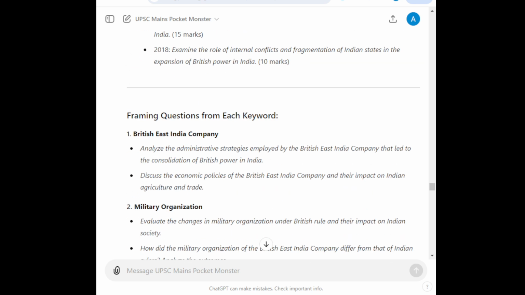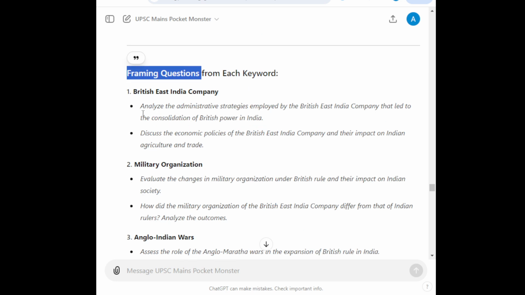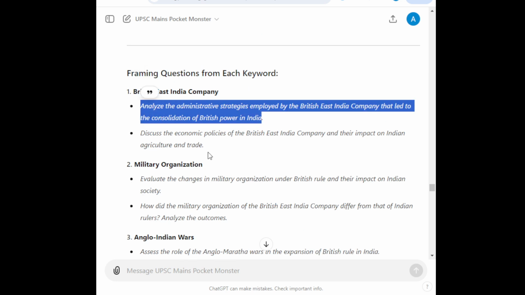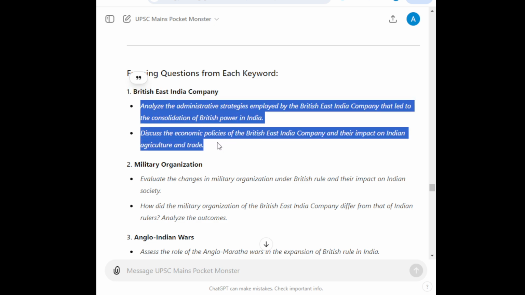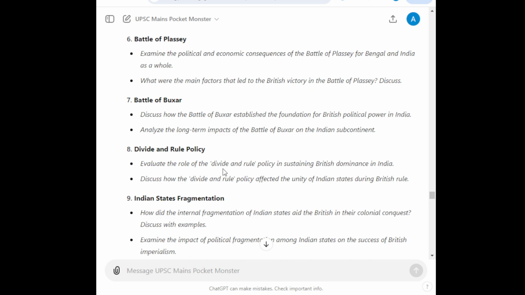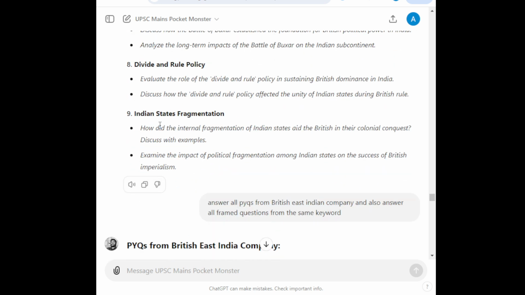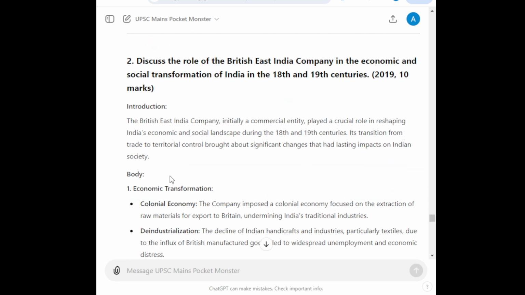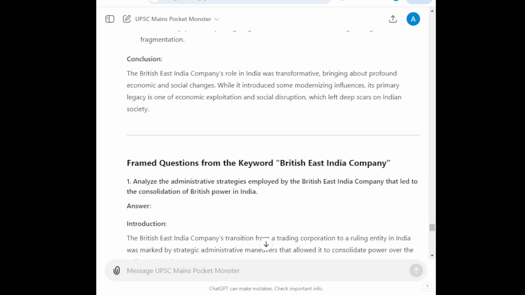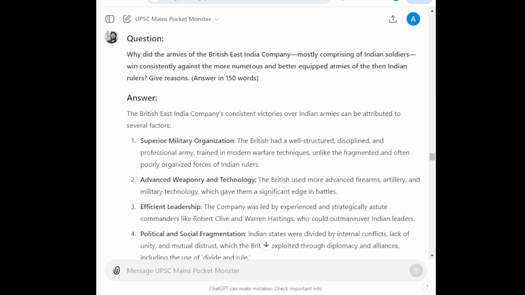Now these are some extra questions which will help us cover the entire keyword in totality. Whatever is missing from the PYQs will be covered here. So these are the extra questions. We have two for each keyword. So basically, here's the question, and this is the answer.